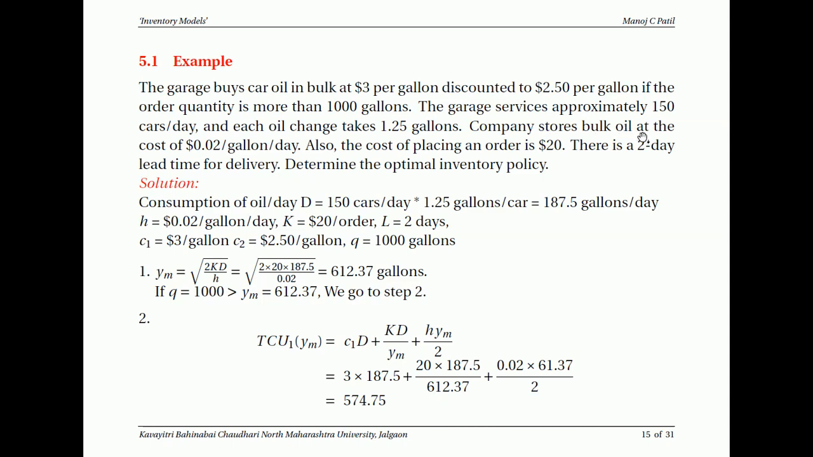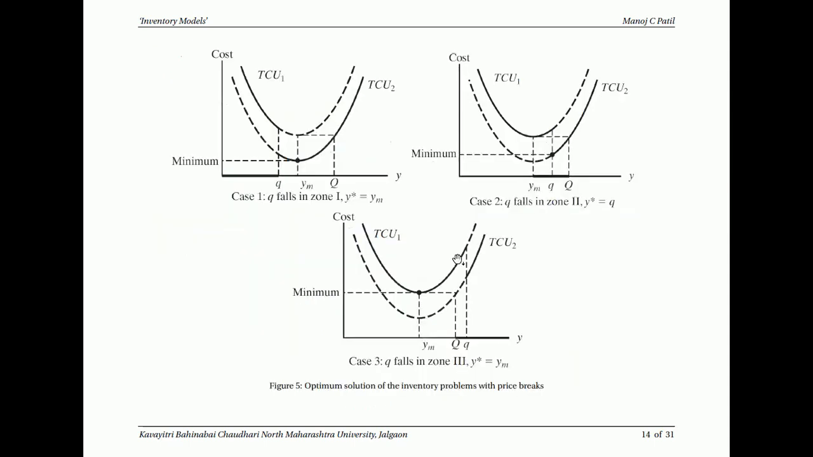The company stores bulk oil at a cost of 0.02, that is the holding cost H. The cost of placing an order K is $20. Lead time is 2. Using these quantities we can calculate Ym is equal to 612.37. Okay, so we got Ym here.